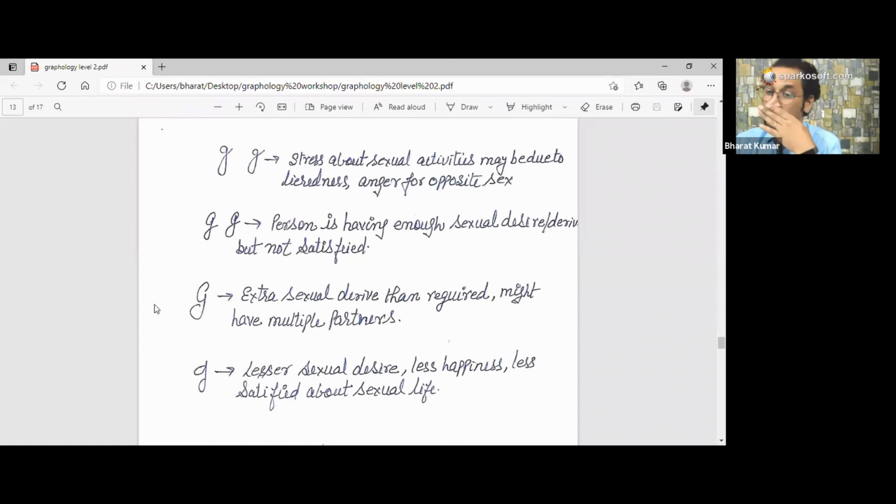Don't worry. So be careful about this person who has an upper hook loop and lower hook loop. So these can have multiple partners.